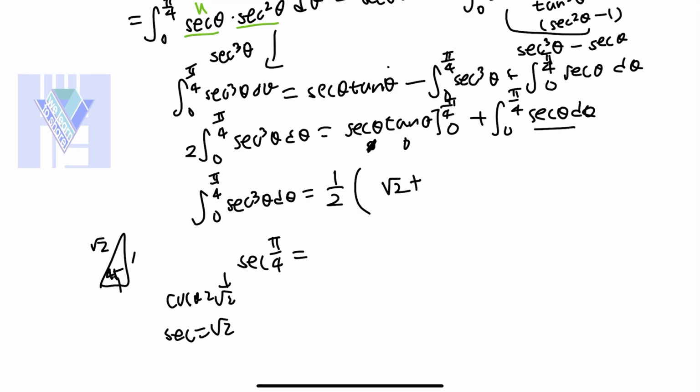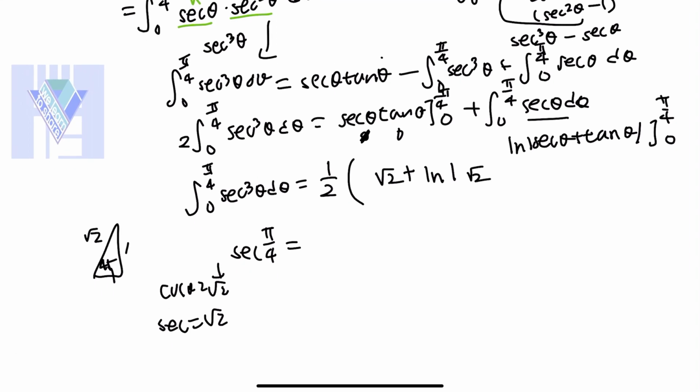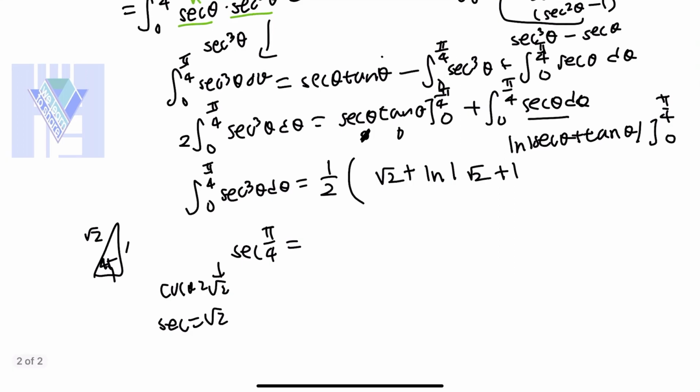And plus this would be ln of secant plus tangent, right? And if you substitute these values, you would have ln of secant pi over 4, which is root 2, plus 1. And again, if you put in 0, you would have ln 1, but this is equal to 0. So you have this at the end, which is equal to root 2 plus ln of root 2 plus 1, over 2. So this would be the answer, and thank you for watching.